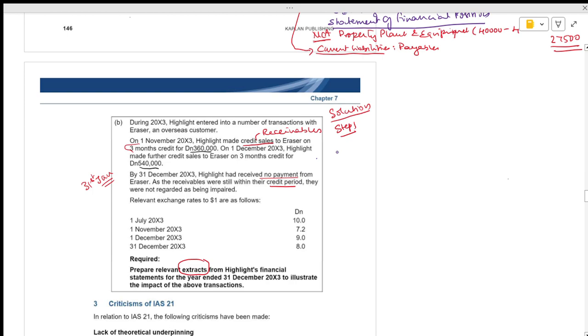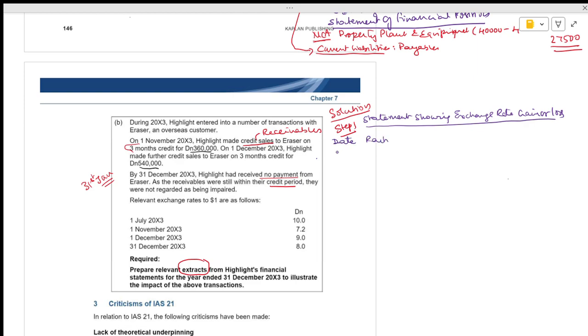Okay, step 1. In step 1, take it apart: statement showing exchange rate gain or loss. Okay, gain or loss. My handwriting is not that good. Okay, now first, the transaction date.